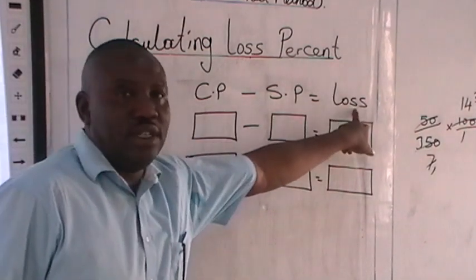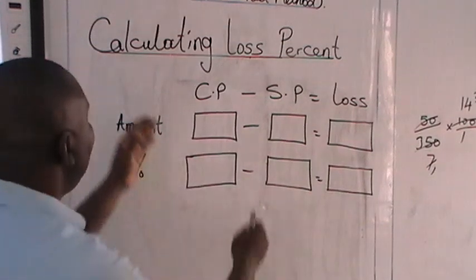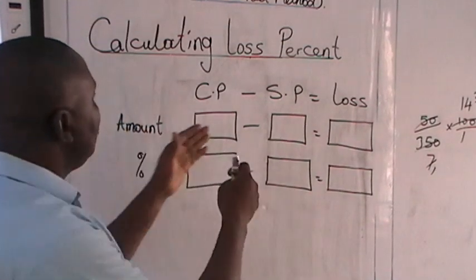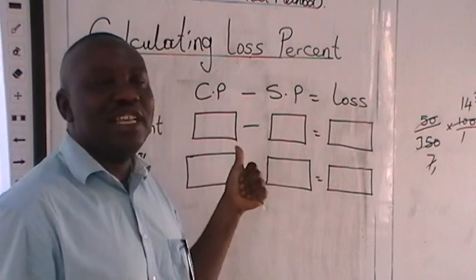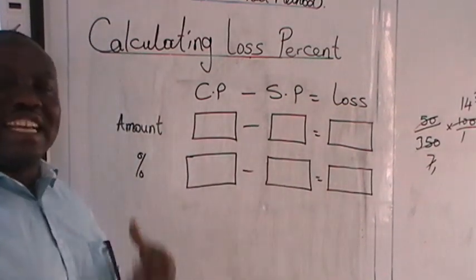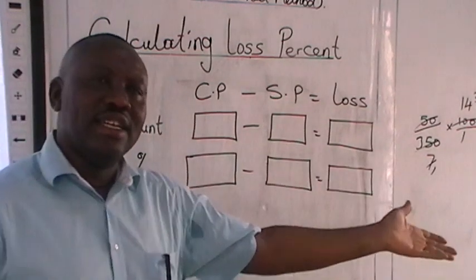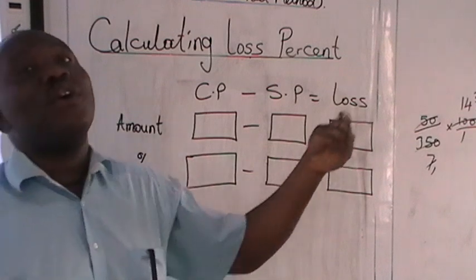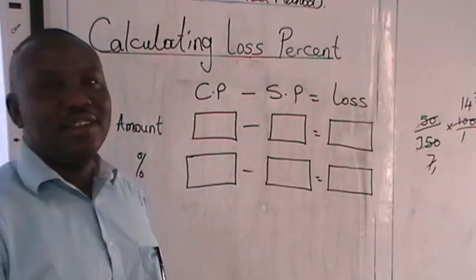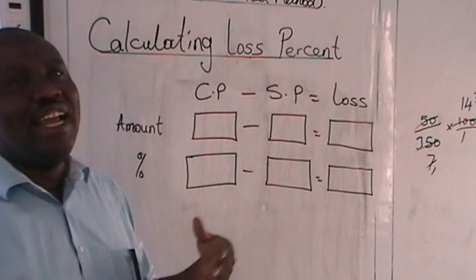to get your loss. Why has it suddenly changed from selling price minus cost price to cost price minus selling price? Because in loss, the amount you bought something is greater than the amount you are selling it. For example, you bought something for 100,000 and you are now selling it for 30,000. You have made a loss. You have not gained anything.